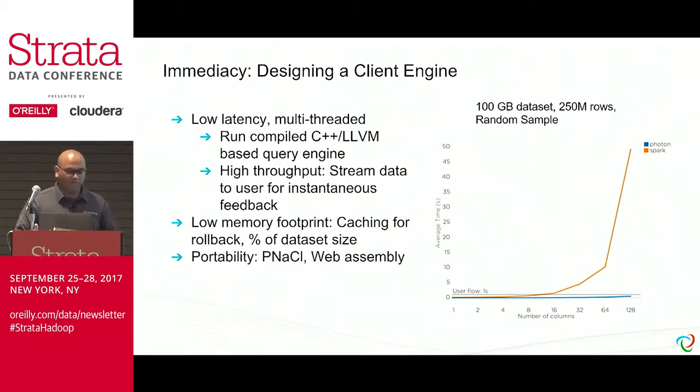You also want a low memory footprint. As I mentioned, in one of the server distributed architecture designs, we were caching copies of the data sets. Here, you want to cache only samples of the data set to quickly roll back. But you can do it in a smart way by only caching incremental changes. And also having a low memory footprint and good memory management just increases the percentage of the data set size that a user can work on.